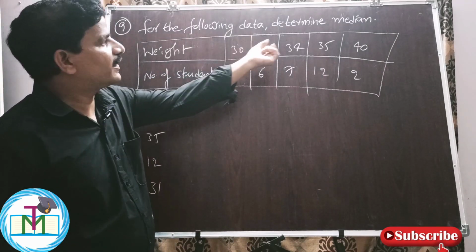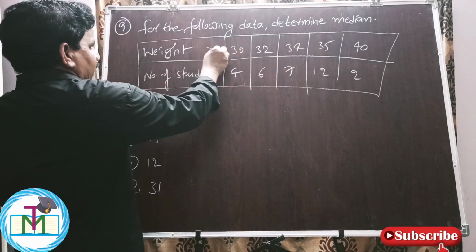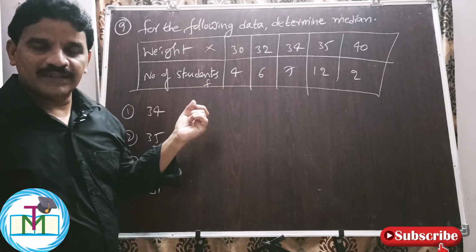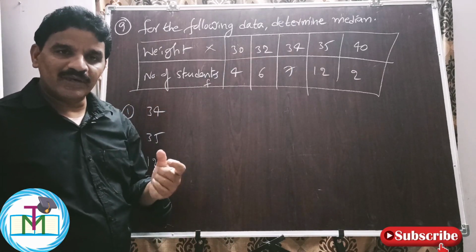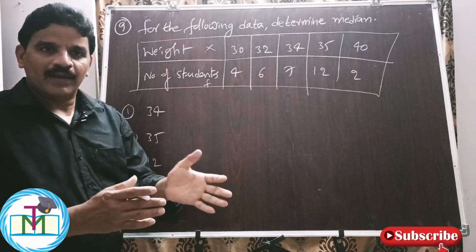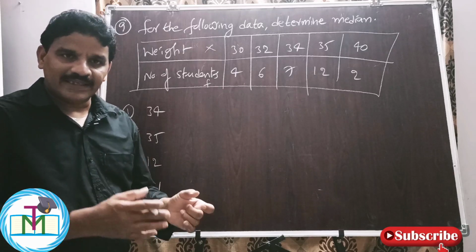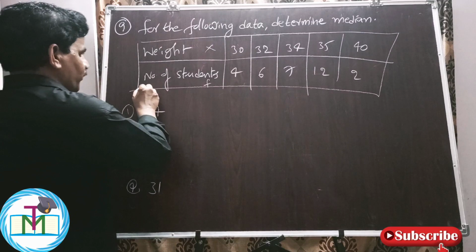Question number 9, very important. For the following data determine median. So this is weight, means this is x, this is number of students, means this is f. So this is ungrouped data. For this ungrouped data we have to find the median. Median means position average. Position means the middle value. So therefore we have to find n, whether it is even or odd. For that we have to find cumulative frequency.